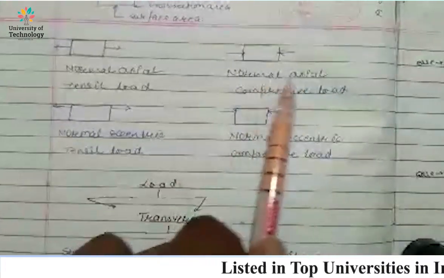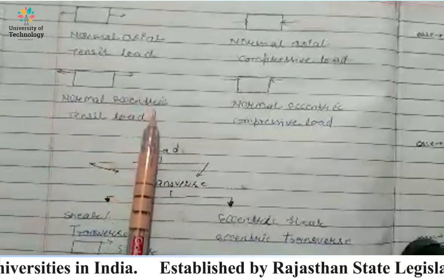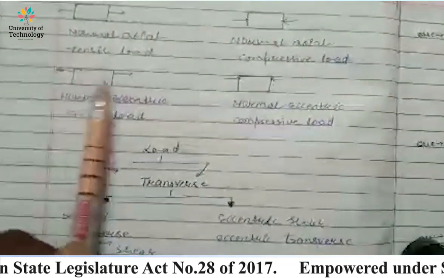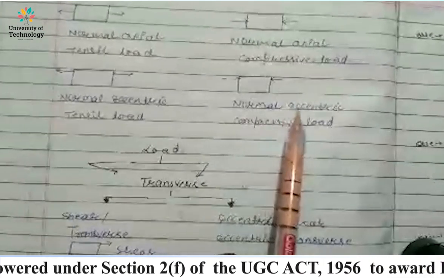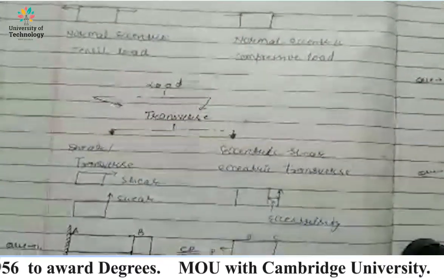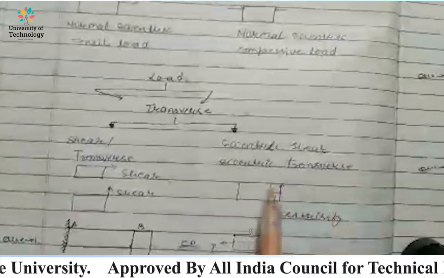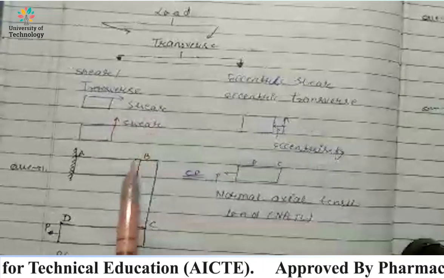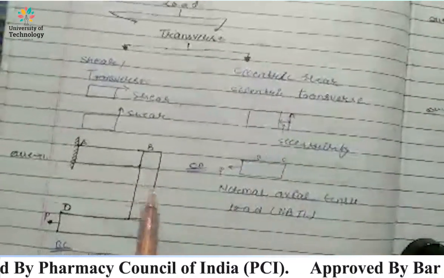this is the normal axial compressive load. Okay, and this is the normal eccentric tensile load. Eccentric means outer surface of the body, so this type of load is known as normal eccentric compressive load. Okay, and transverse load is also two types, that is shear transverse and eccentric shear transverse, right? So we can see this diagram. This is the shear force and this is the eccentricity and eccentric load.